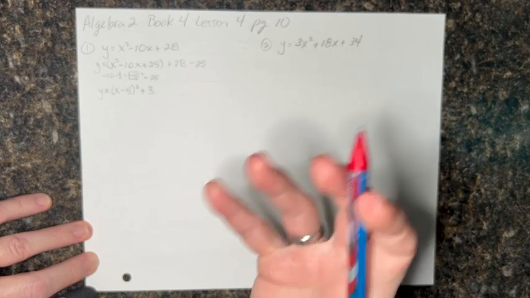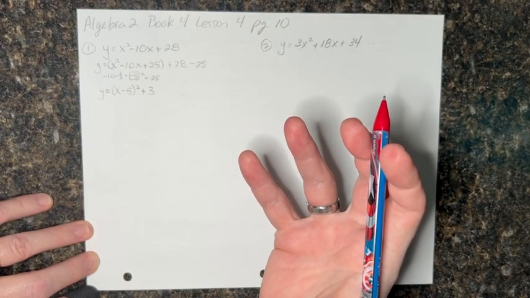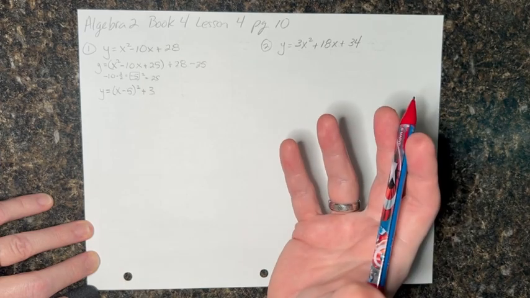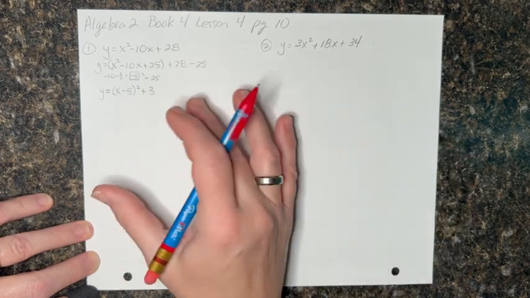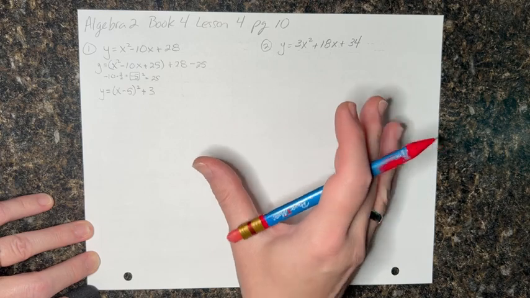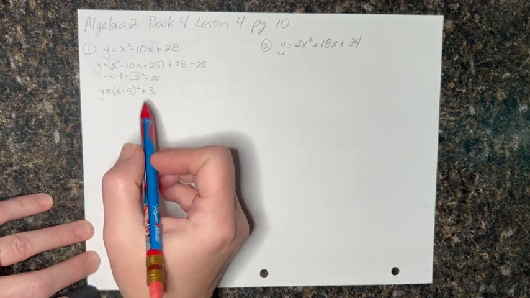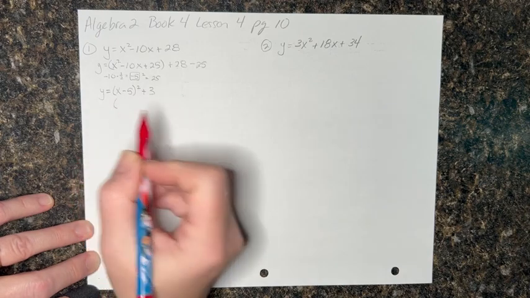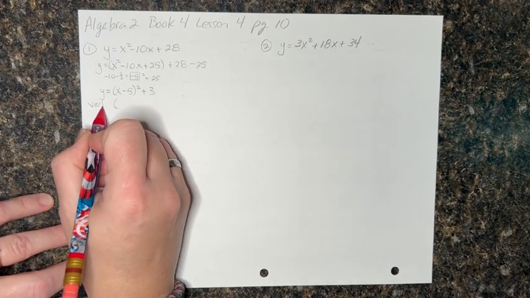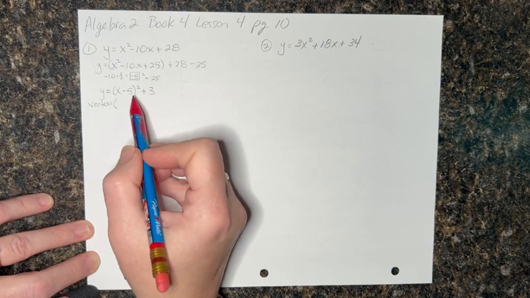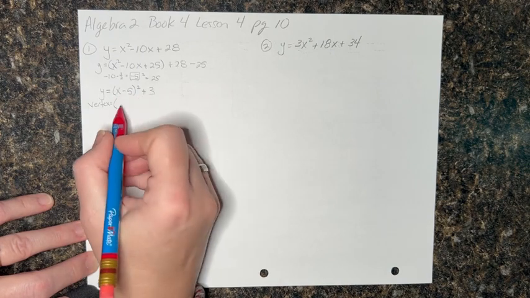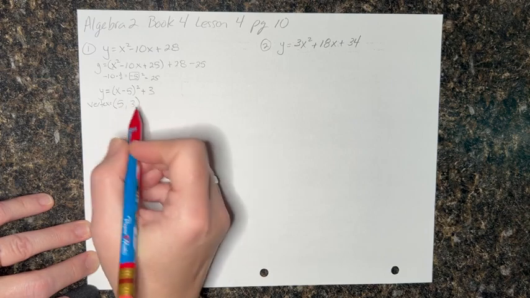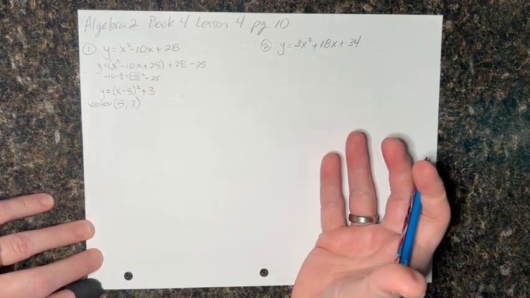The instructions here are to change them into vertex form by completing the square. That's what we've done. They want us to graph then problems number 3 and 4. For number 1, I'm also going to list the vertex. So remember, when we list our vertex, it's the opposite of what's in here. So a positive 5, and then just this number. So my vertex for this is at 5, 3.